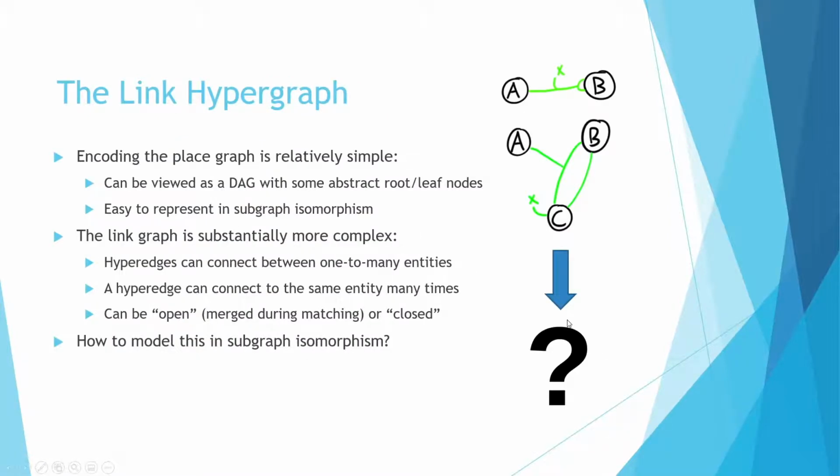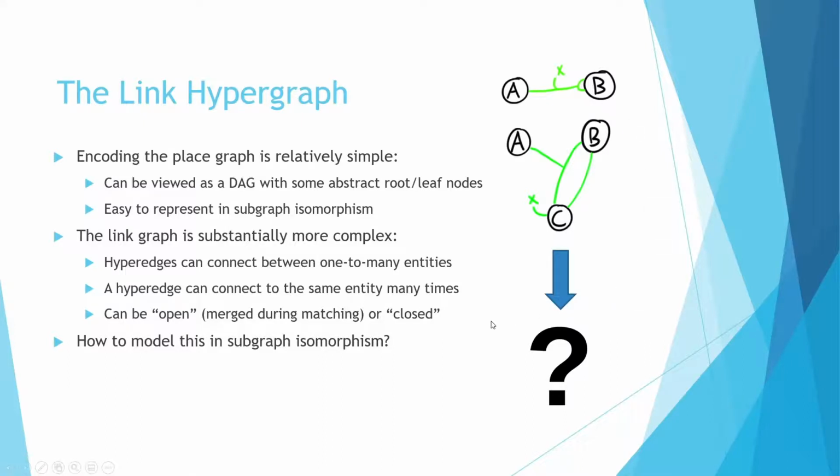However, the link hypergraph is far more complex, and I think this was the difficult part of this project. While the place graph can just be seen as a DAG with some abstract nodes, and if we figure out how to deal with those, then it's easy to feed into the SIP solver, the link graph has hyperedges, which have very many unique properties. For example, you can connect between one to many entities. A hyperedge can connect to the same entity multiple times. For example, up here you can see that it has a double adjacency to this B node.